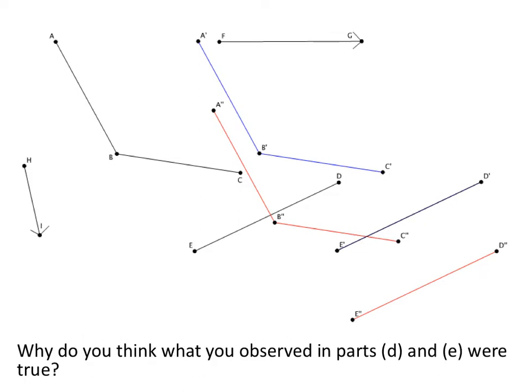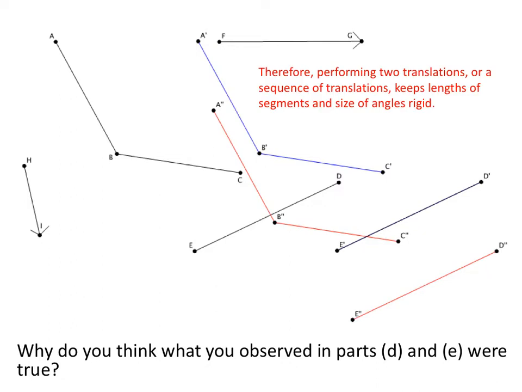Well, this is part F then on this question. Take a moment and write a quick sentence about why you think that it did not change the angle or the length of that segment. One sentence. Talk about it with your partner. 1 minute. Go. Two translations or a sequence of translations. Since translations are rigid motions, it's not going to change the size of anything. So it doesn't change the size of angles or lengths or, I guess, well, bigness or smallness.